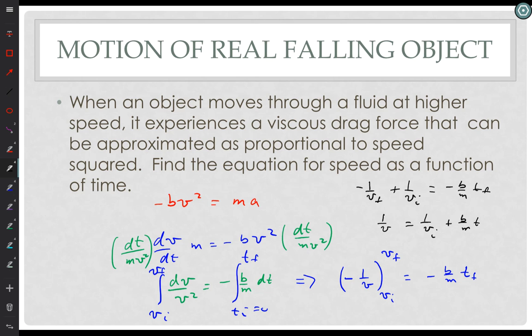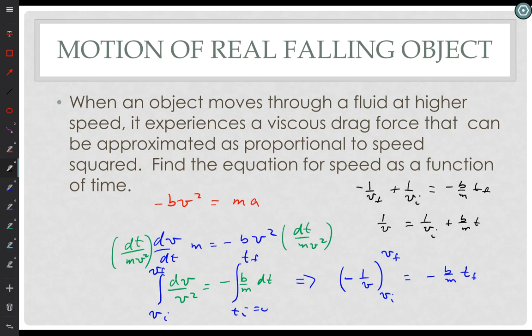Did you have a question? How did you move v initial over? What I did was I added 1 over v final to both sides and added b over m t final to both sides. So the 1 over v initial is the only thing that stayed in the same place.